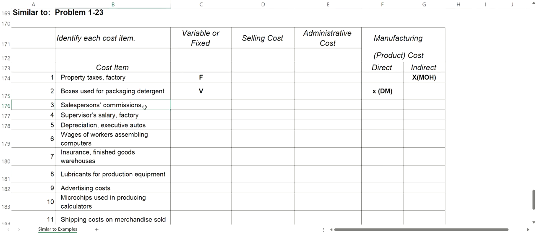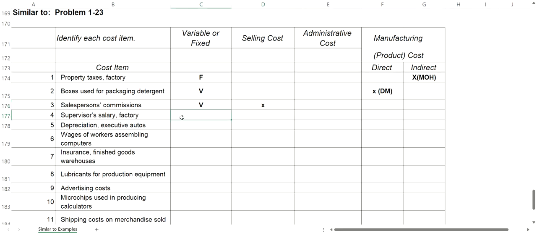Okay, sales commissions. Commissions is based on what they sell. So the more they sell, the more they make. It's not a fixed amount. So therefore, I will say variable. And that would be a selling expense. So I will put an X in the selling cost column.